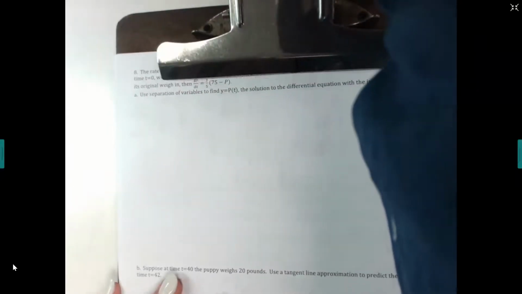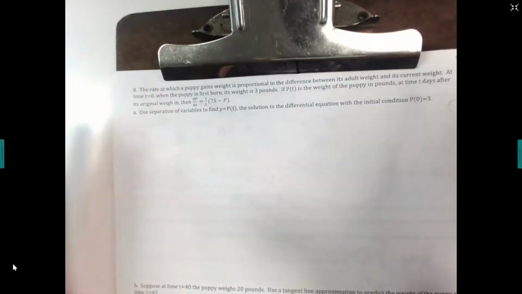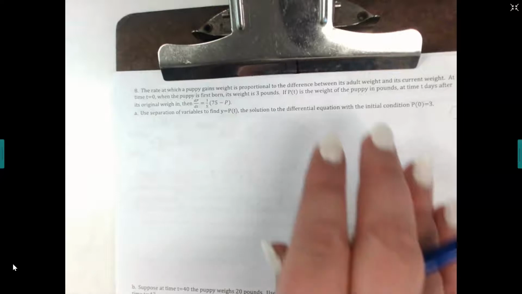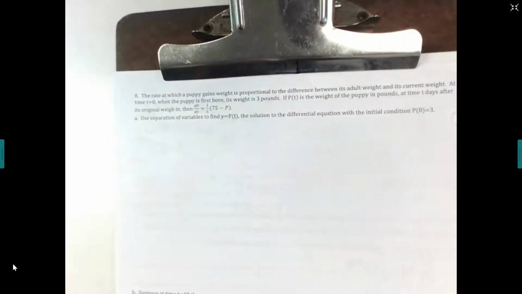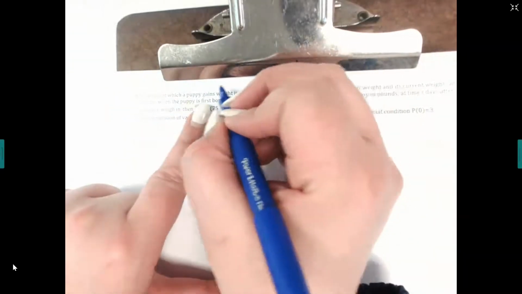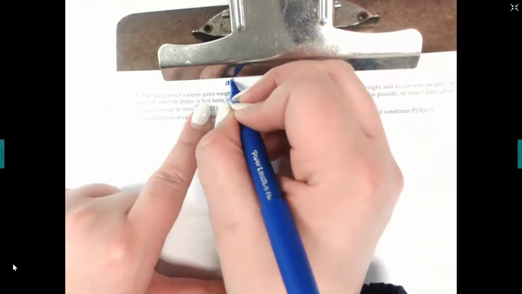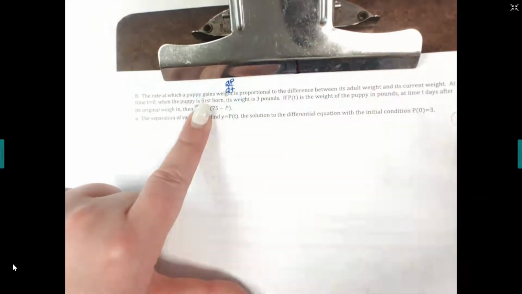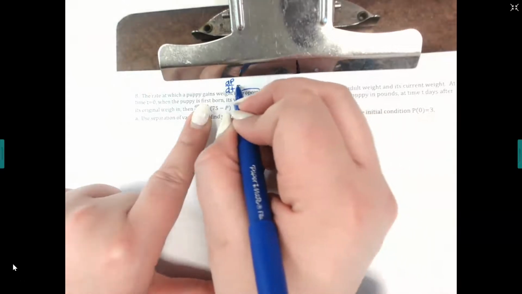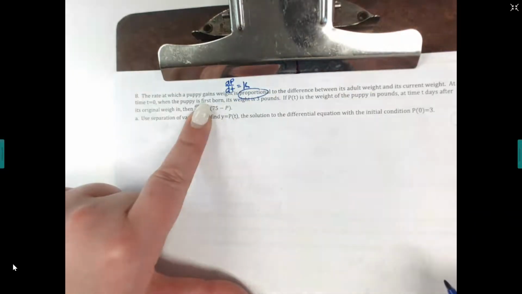First thing it says, the rate at which a puppy gains weight is proportional to the difference between its adult weight and its current weight. Even though they gave us the equation later, I want us to just practice writing it. What would we say about the rate a puppy gains weight? What would we call that? dP/dt, for the change in the puppy's weight. Then it says it's proportional, equals k.